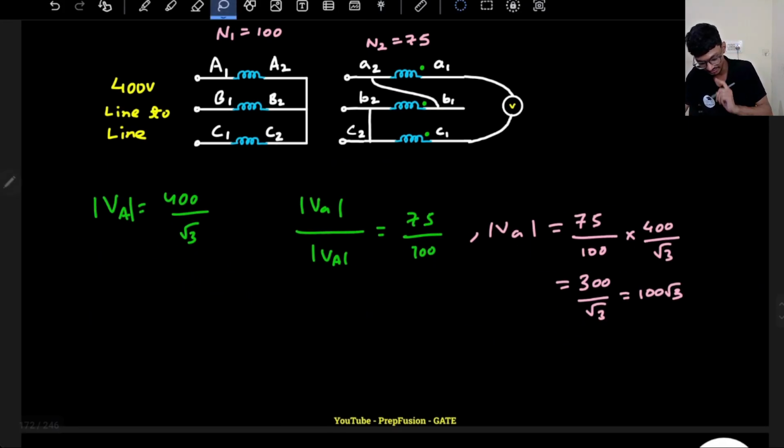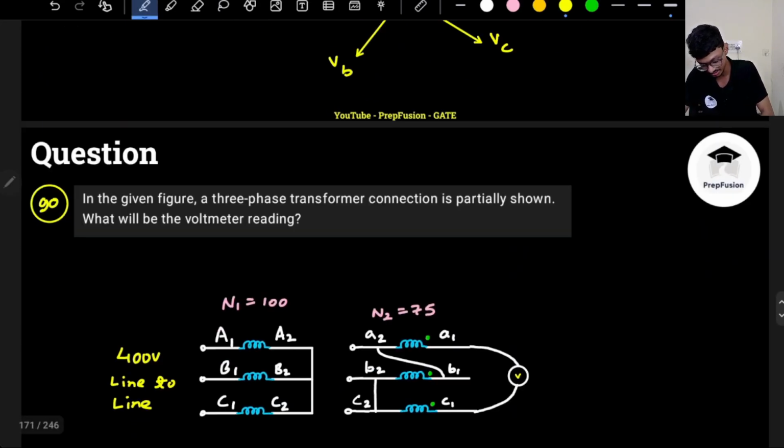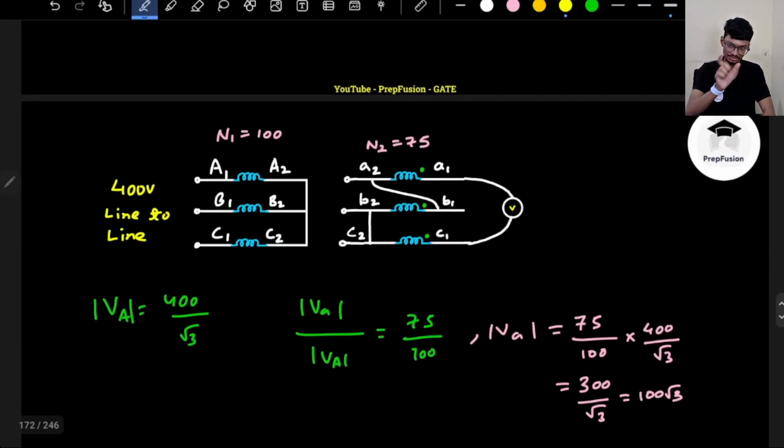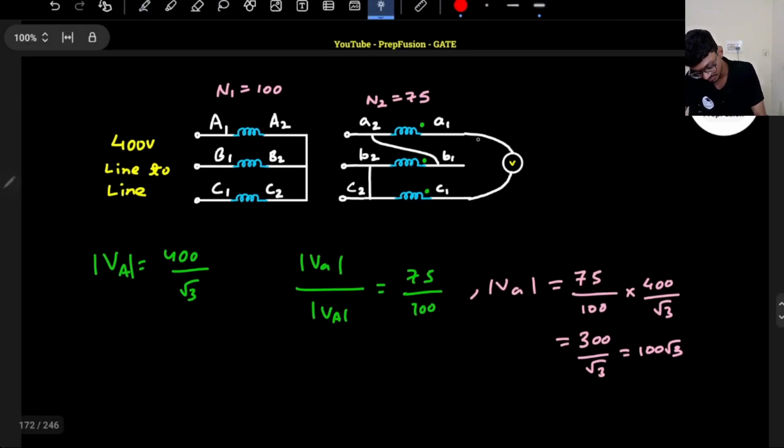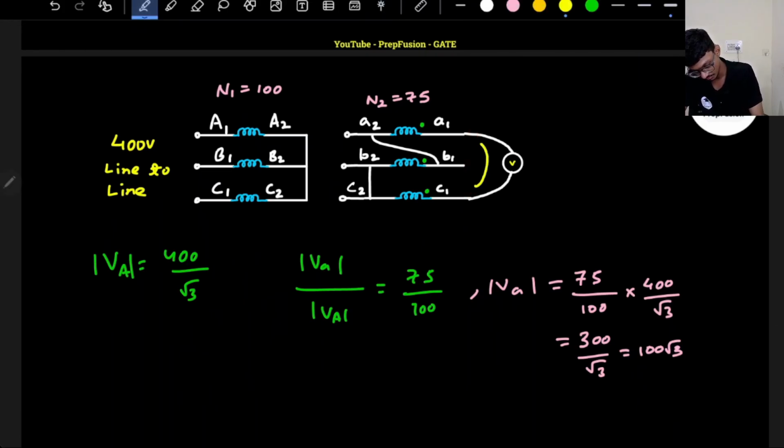Now let's discuss phase difference. So what will be the voltmeter reading? If nothing is mentioned, the assumption is it is positive phase sequence only. So voltmeter reading is the voltage between these 2 points. So if I apply a KVL here, I have to apply KVL. How will I apply the KVL? That is what I'm thinking. It's like a long KVL, a bit long. Okay, let me write down the voltages.